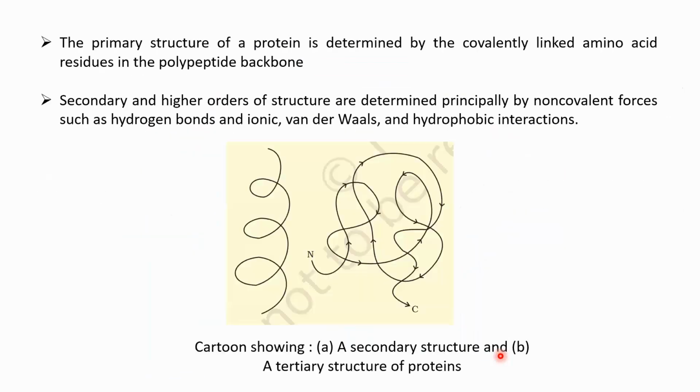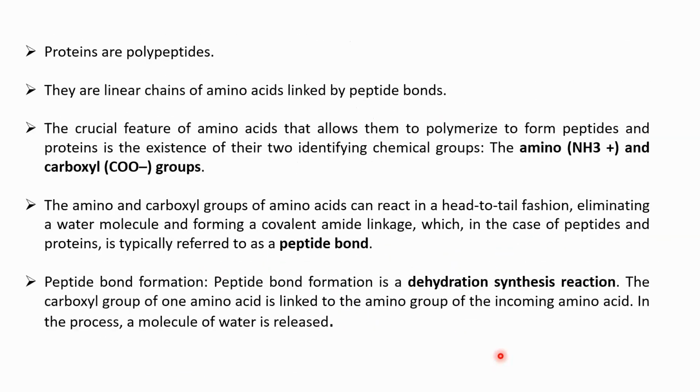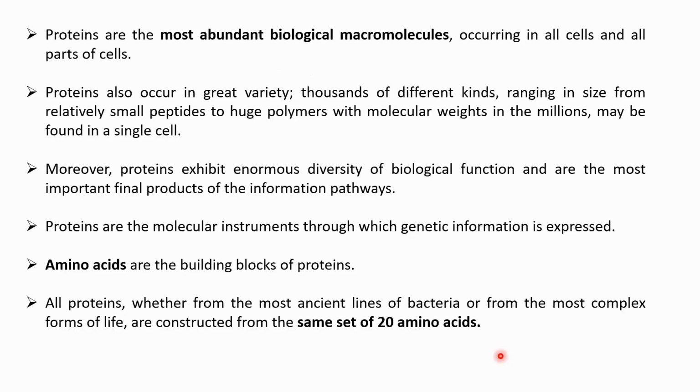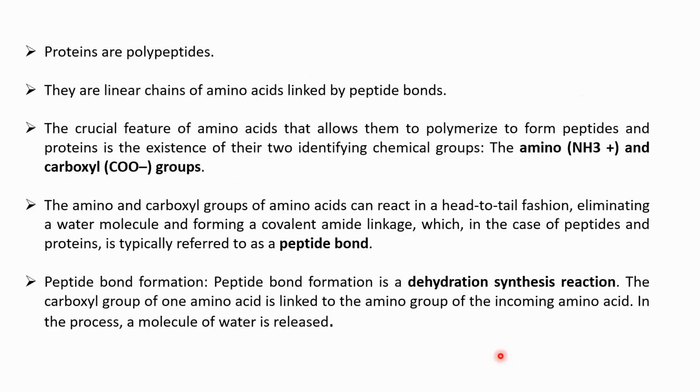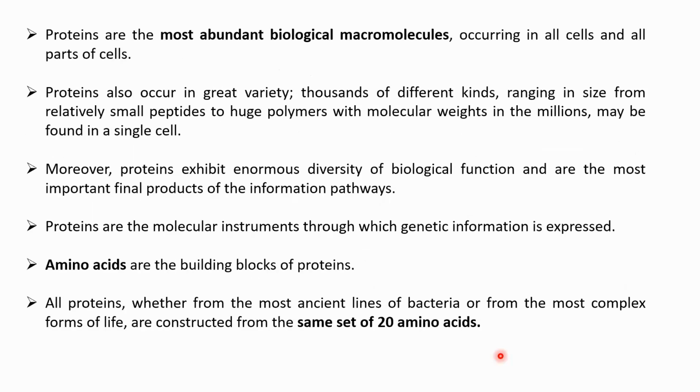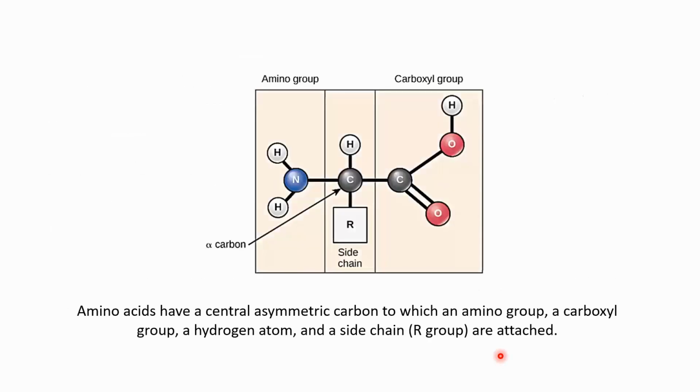Now, just a quick revision. What are the different types of proteins? What are the functions of proteins? Proteins are made up of amino acids, mostly 20 amino acids. All the proteins that are present, from the ancient bacteria to the current complex forms of life, are constructed from the same set of 20 amino acids.